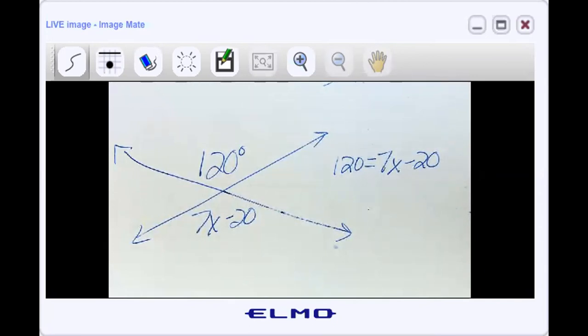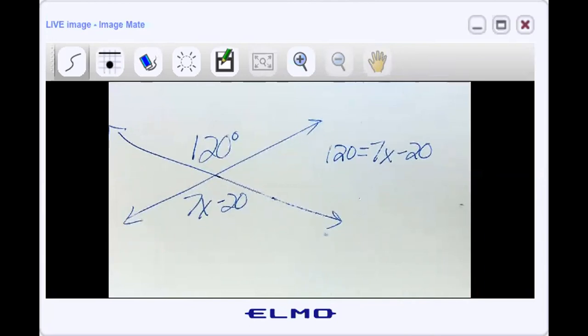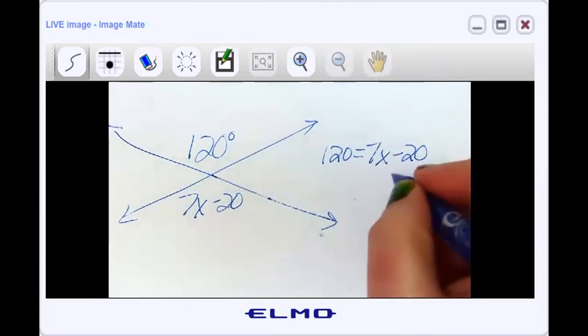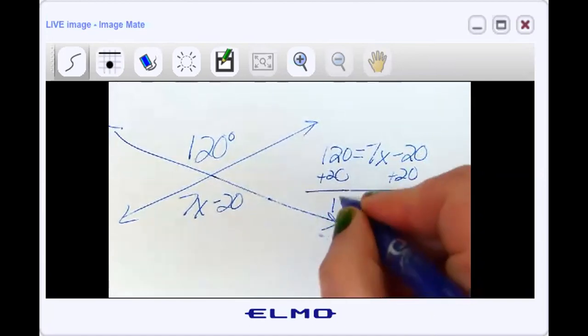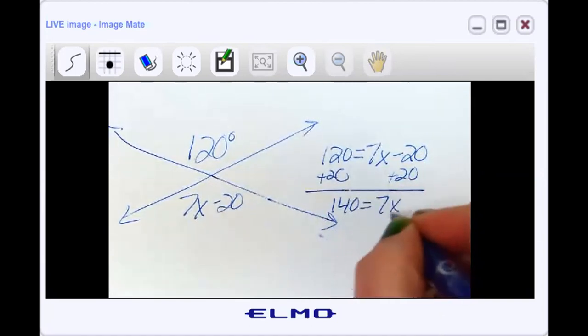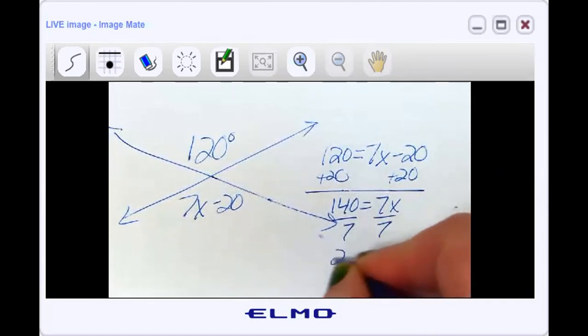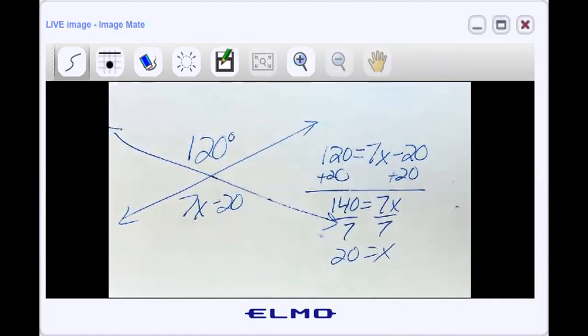This is so awesome. Now, all I got to do is solve. That's easy. I can solve this all day long. Add the 20, add the 20. You get 140 equals 7x. Divide both sides by 7. Bam. Look at that.